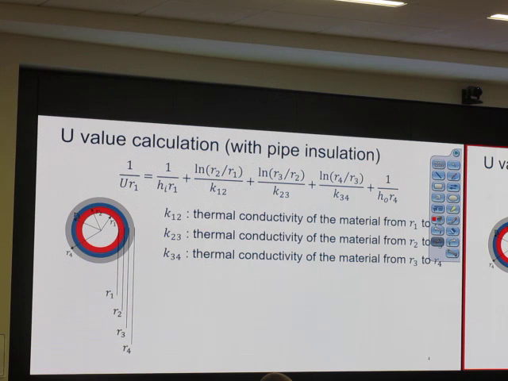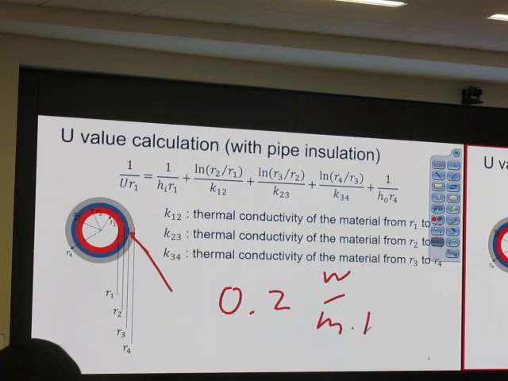This also implies that sometimes some term is not important. For example, if I have insulation, let's say I use polyurethane, which has very low thermal conductivity, for example 0.2 watt per meter per Kelvin. So let's assume that is the thermal conductivity of the polyurethane that we use for the insulation layer.